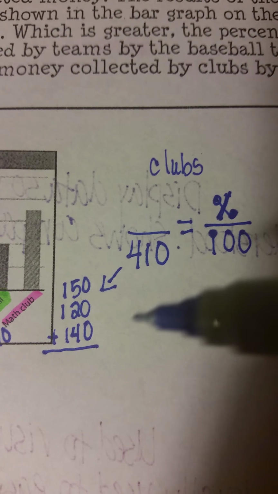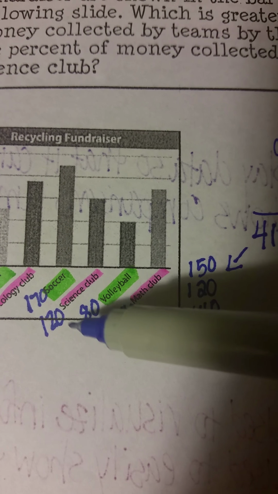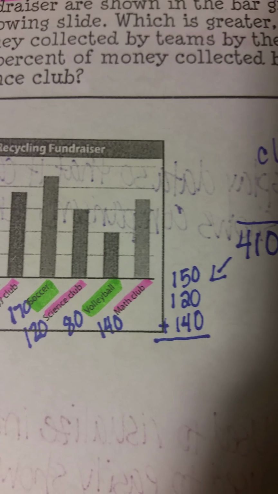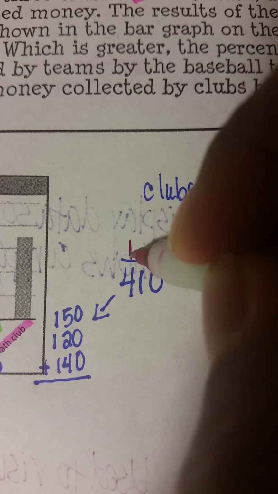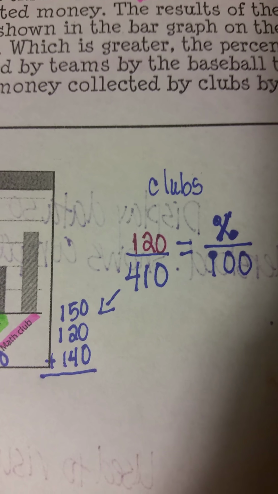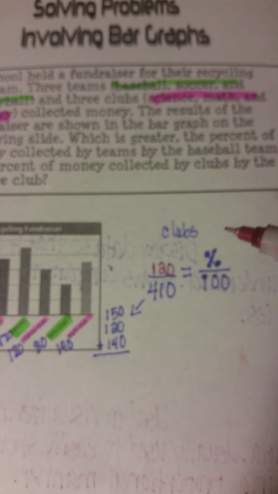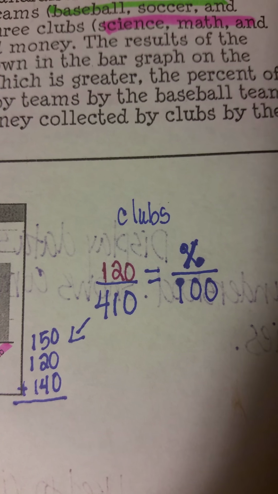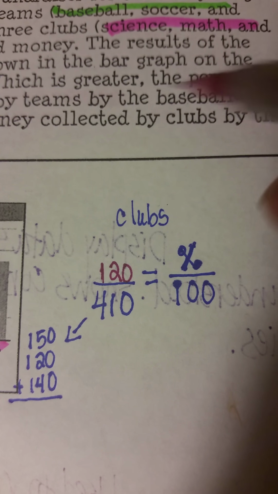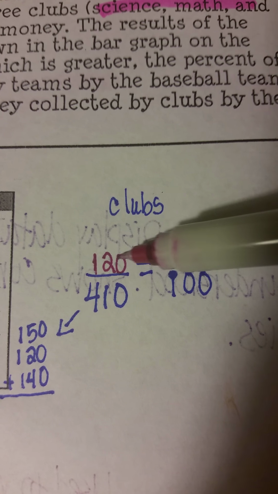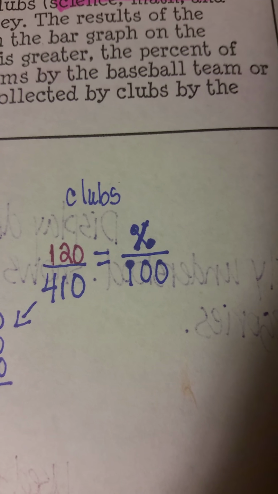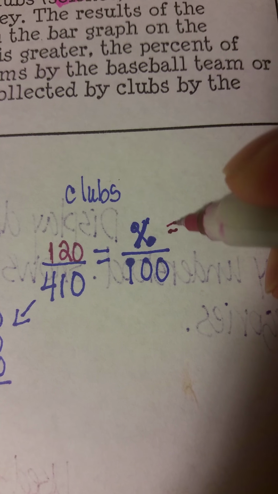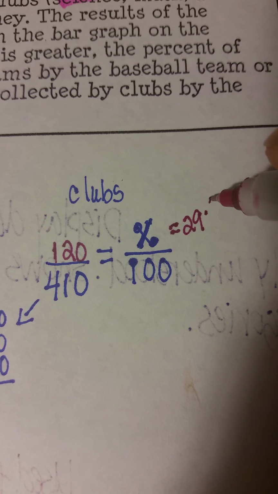With science, we said the science was 120, so I'm going to put that 120 here, because we're trying to figure out the percent from the clubs. All I do now is solve like I would a proportion. I would do 120 times 100, and divide it by 410, and I would get approximately 29%.